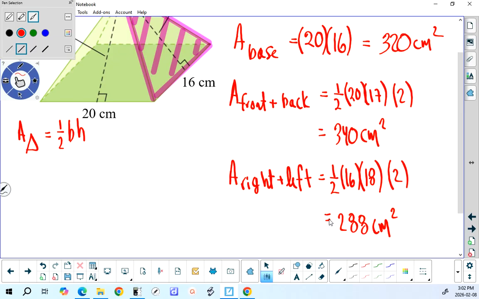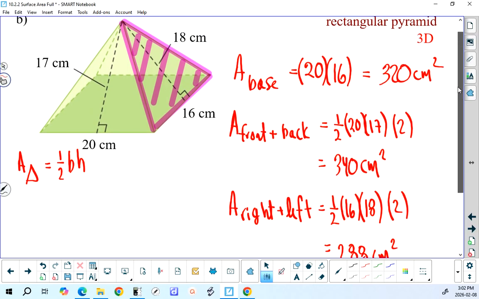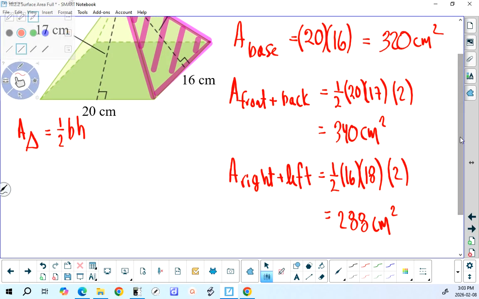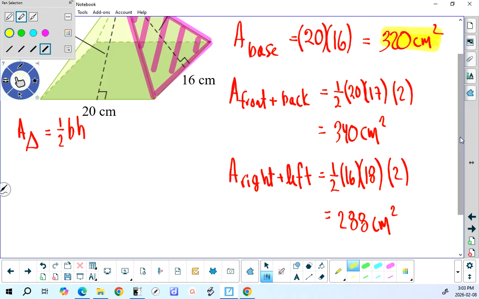Square centimeters. So just to review here, the area of the bottom is length times width because it's a rectangle and I get 320. The area of the front is 1/2 times the base times the height, and I double that to get 340 because I want to include the back. The area of the right is 1/2 the base times the height, so that's 1/2 times 16 times 18, and then I double it because I want to include the left. My total surface area is found by adding all of these pieces together. I need to add 320, 340, and 288.